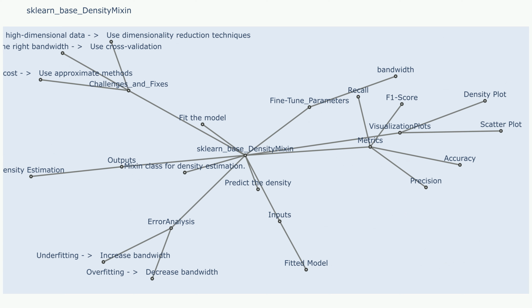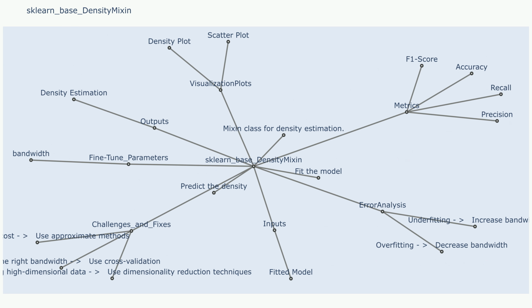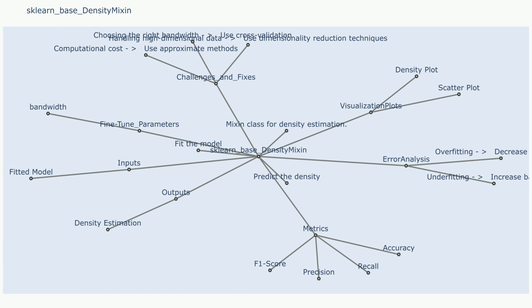Challenges and fixes. Challenge 1. Overfitting. If the bandwidth is too small, the model might overfit to the training data and fail to generalize well to new data. Sample use case that resulted in challenge 1: using a small bandwidth on a dataset with high noise or outliers can lead to overfitting. Fixes to challenge 1. Increase the bandwidth or use a regularization technique to prevent overfitting.